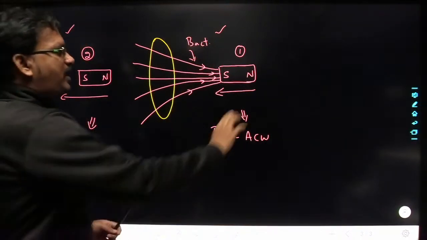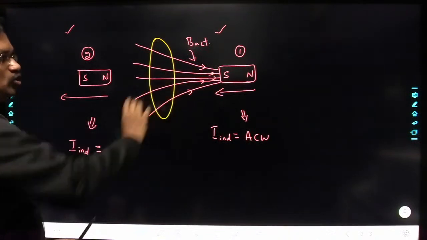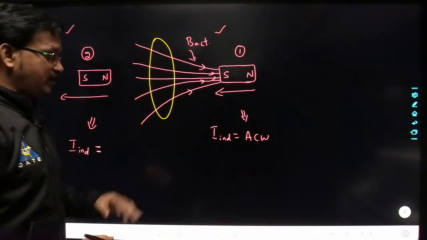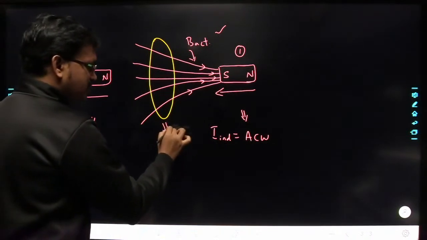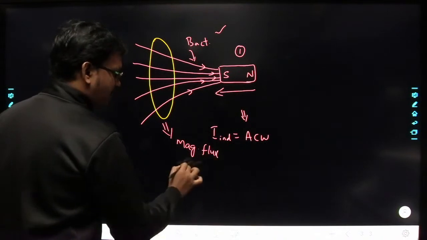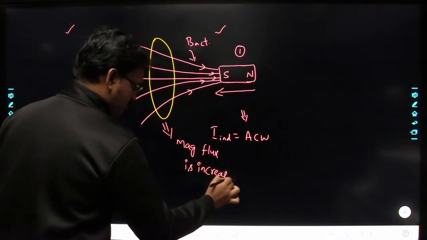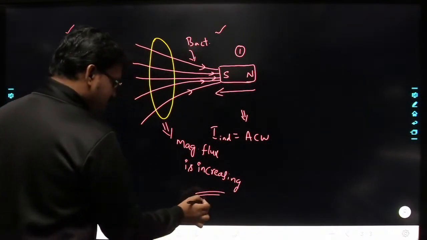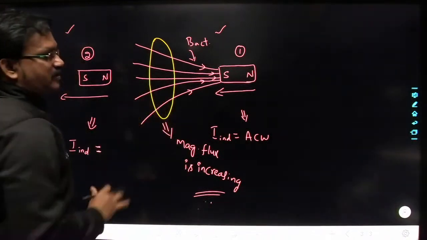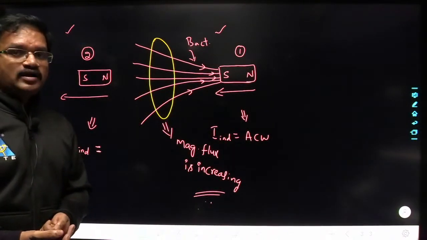Whenever the magnet is moving towards the loop here, the number of field lines that are penetrating through this loop is going to increase. Yes or no? So that means in this case, the magnetic flux is increasing. So whenever the magnetic flux is increasing here, what I have told, the direction of induced magnetic field must be what?